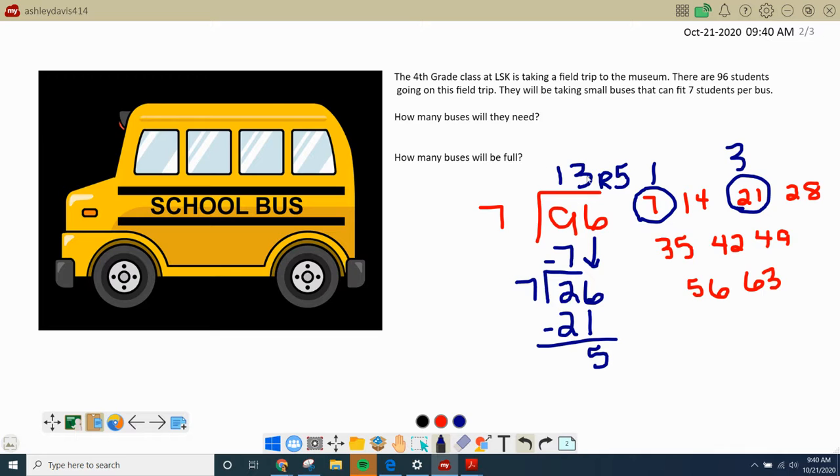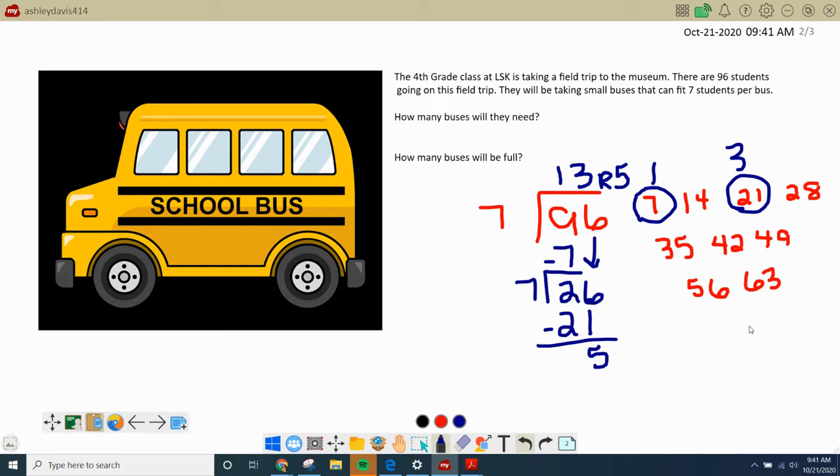Now the 13 represents our number of buses. The leftovers represents how many students were left over. Okay, because again, we're dividing 96 by 7, putting 7 kids on a bus. So we got 13 buses, and then we have 5 kids left over. Now this is where we're going to interpret the remainder. What do we do with those 5 kids?